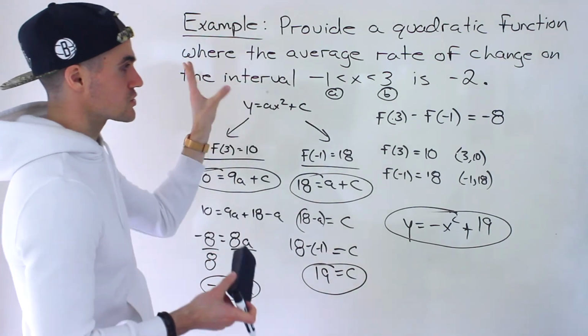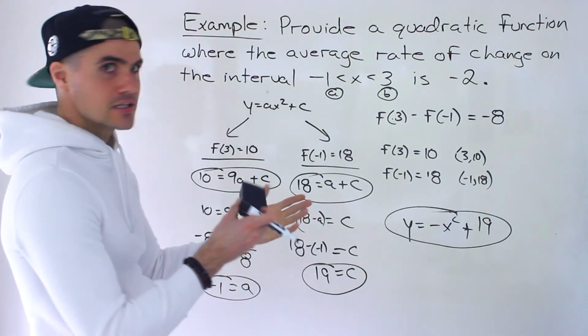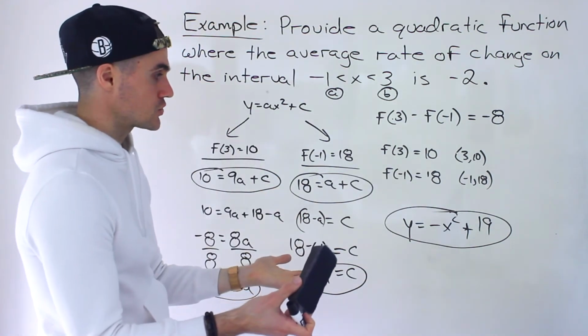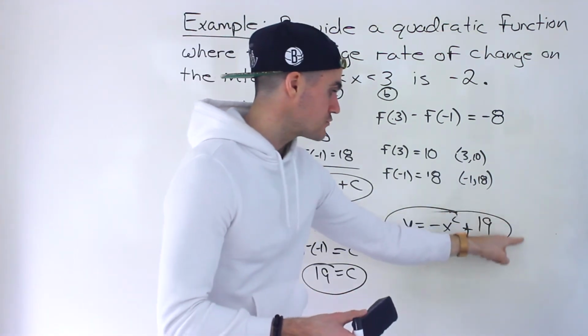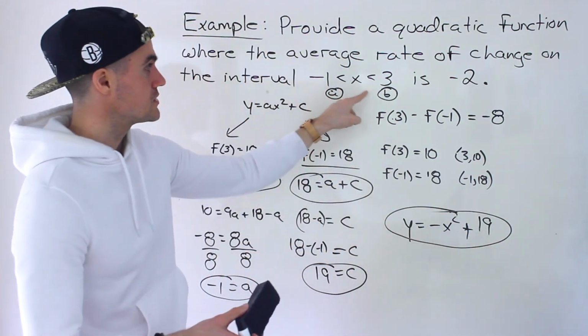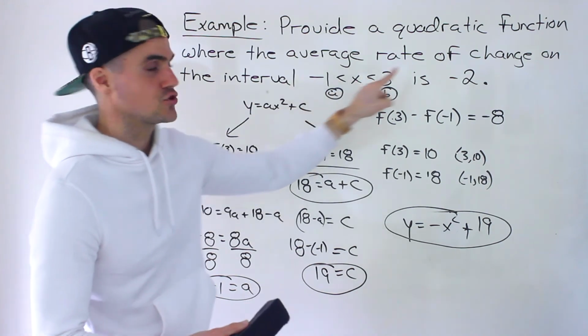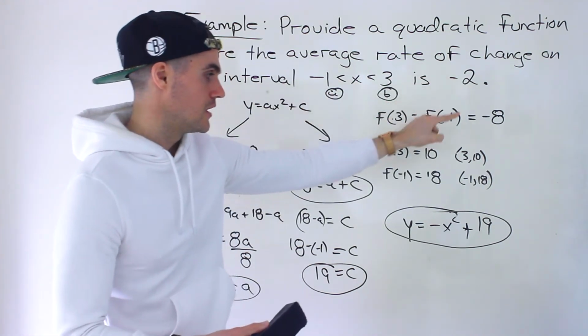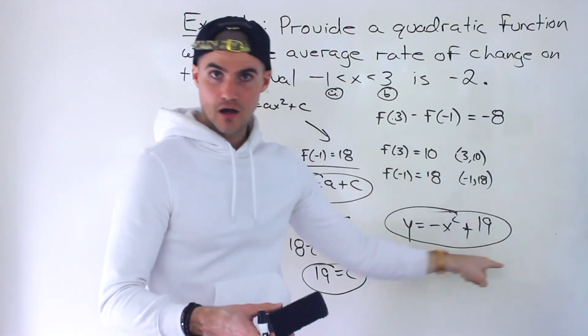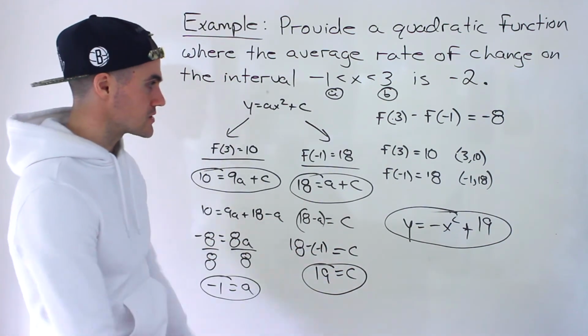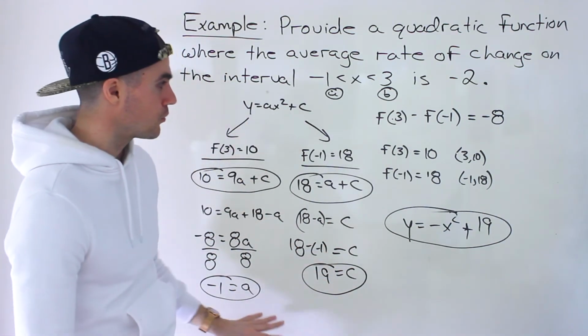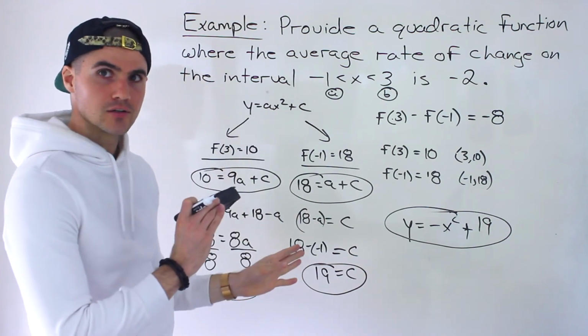You can redo this question and pretend like it's just a standard average rate of change question saying, find the average rate of change of this quadratic between these two x values. And you should get negative 2. So this is just one of an infinite amount of solutions, right? This is the proper way to do it and not doing that trial and error.